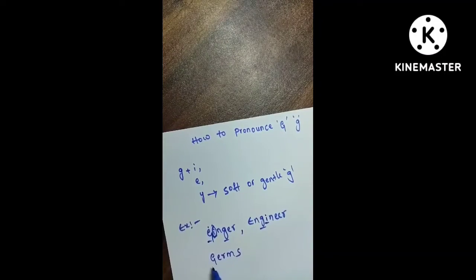Is it gems or games? Let us see. Here after G, E is there. Then it becomes Ja, the Ja sound. Gems.